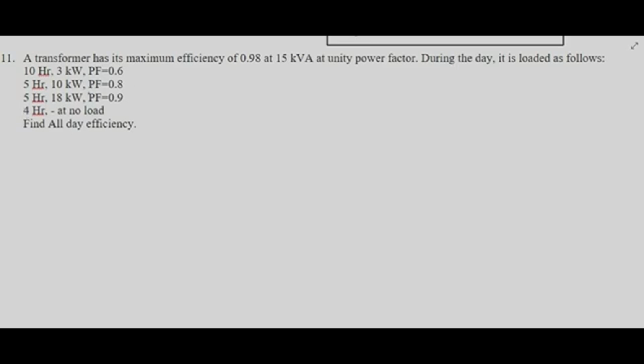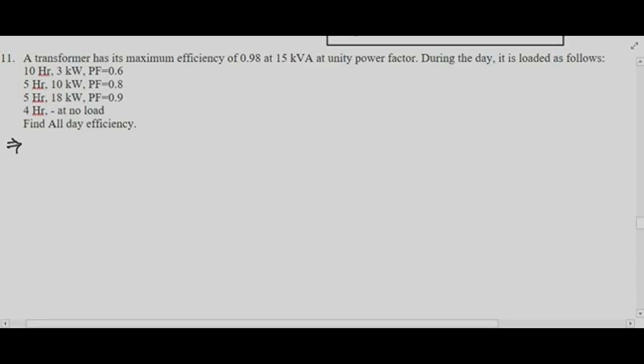So how your transformer is loaded in one day, that data is given to you, and you have to find out the all day efficiency of the transformer. Okay, so what is the all day efficiency of the transformer, student? All day efficiency of the transformer is nothing but the ratio of the total output during the day divided by the input, right? So we have to find out the energy loss. Okay, so let us start with the problem.